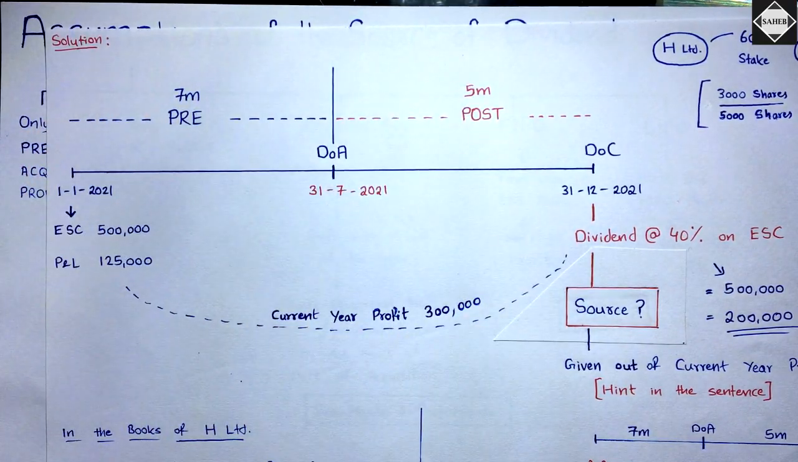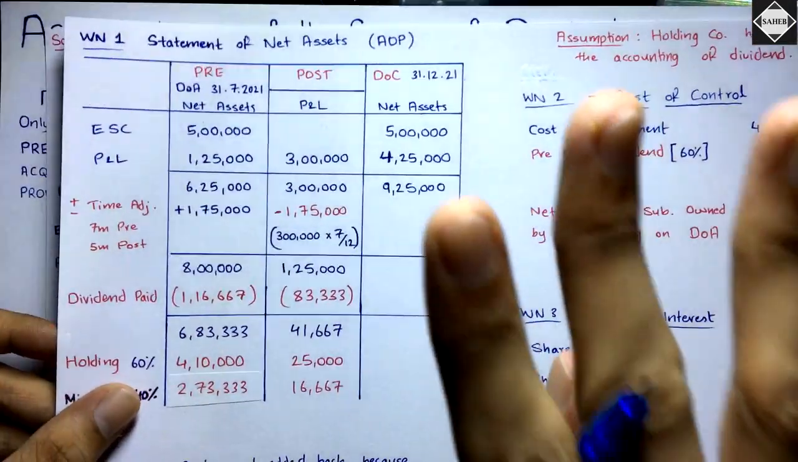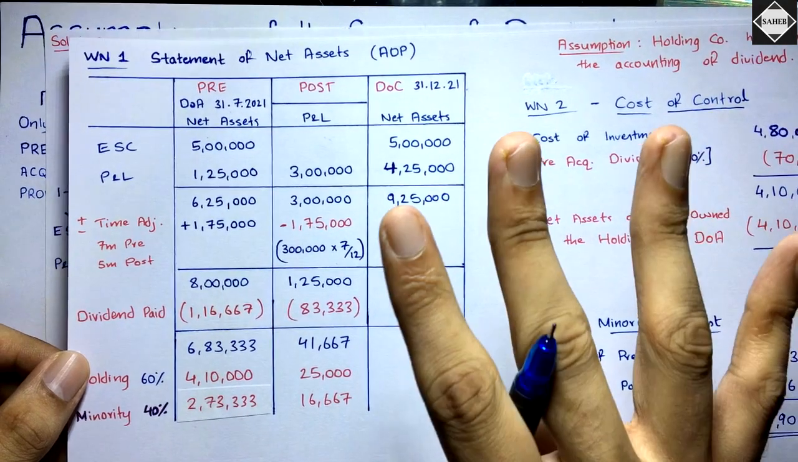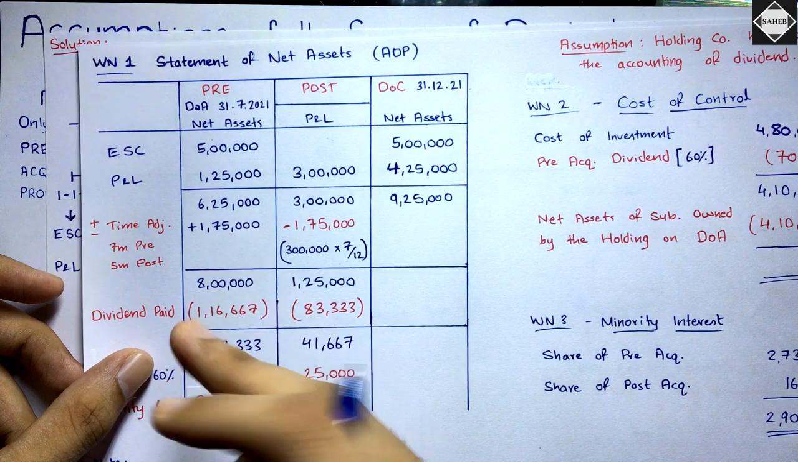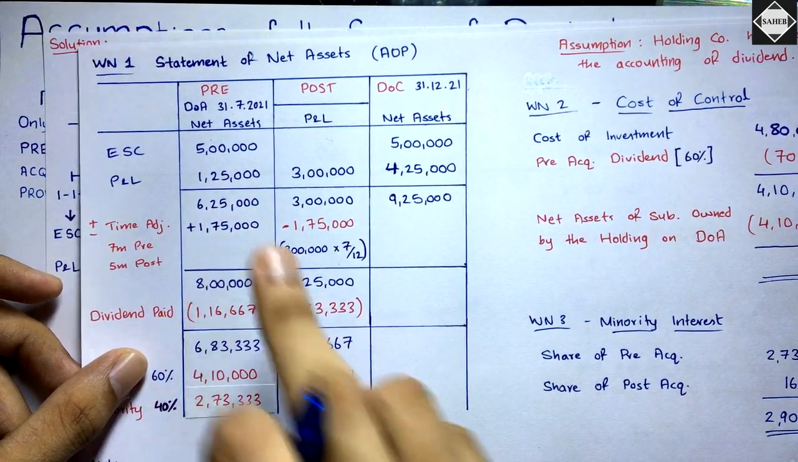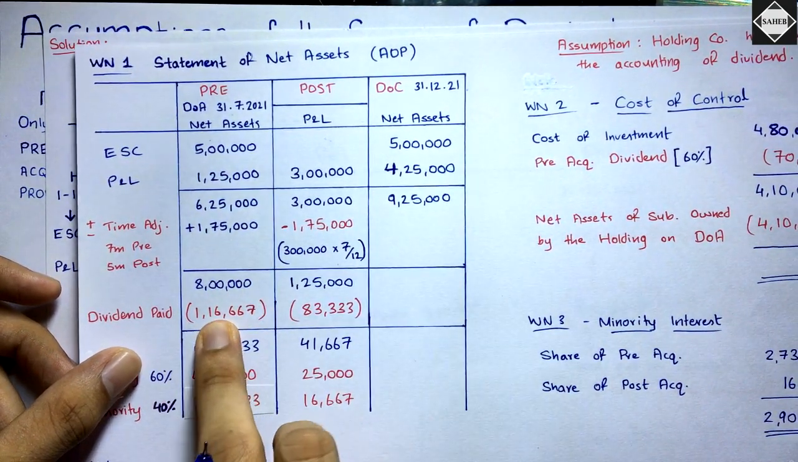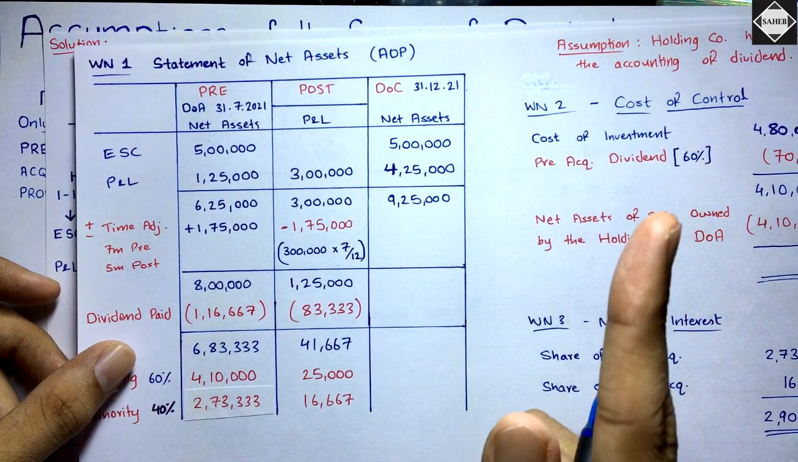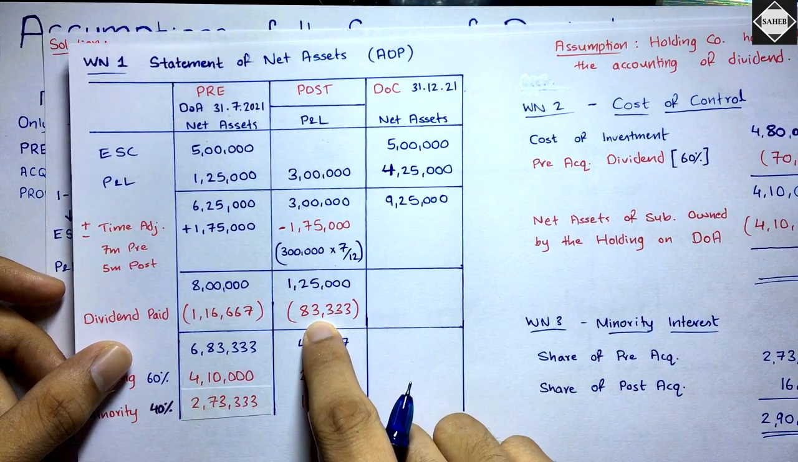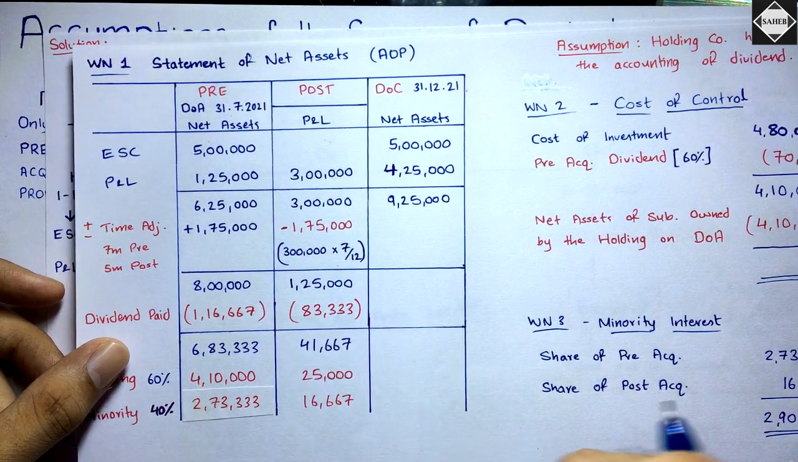So what will happen in AOP? In AOP, if the dividend is 4 lakh, for example, then you will subtract 3 lakh here because you have only 3 lakh profit over here. You will subtract 3 lakh from the pre-acquisition column, and then the remaining 1 lakh you will subtract from the post column. Is that clear? This is called the FIFO assumption.